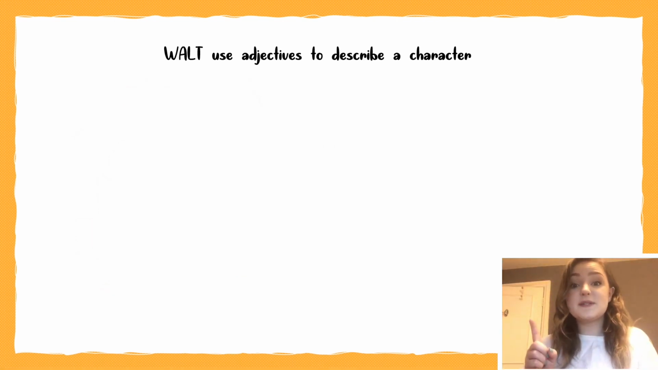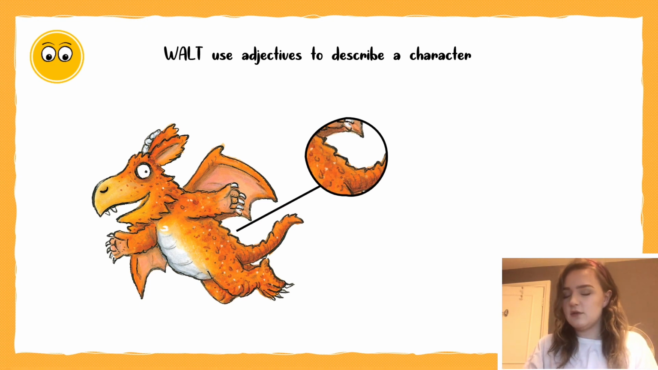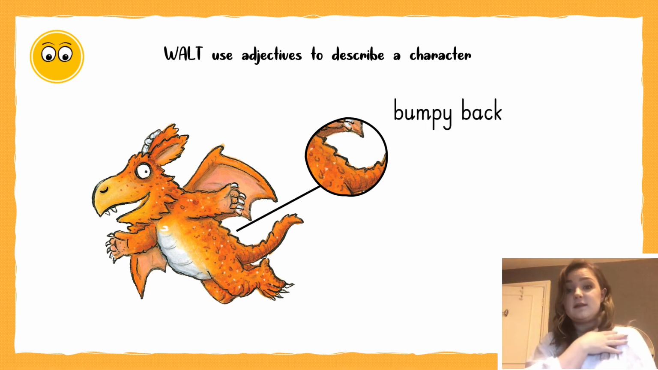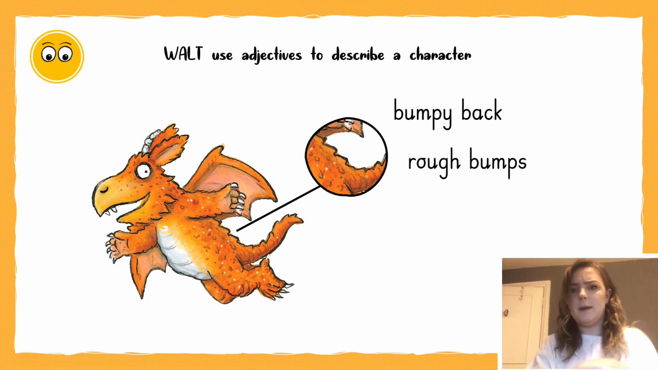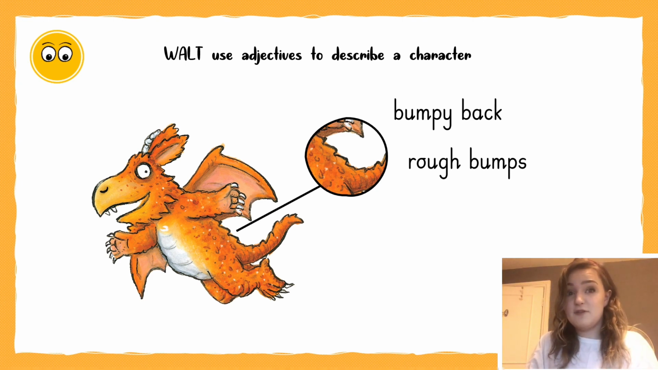Let's do one more together and then it's your turn to look at Zog's features. Let's look at his back. Now, I could describe Zog's back by using the adjective bumpy, because that adds some detail about what Zog's back feels like. It feels bumpy. I could also say he has rough bumps. What word there is the adjective? Rough bumps. Tell your screen, what's the adjective? Well done if you said rough, because that's describing what Zog's bumps feel like. It's adding some more detail, isn't it?